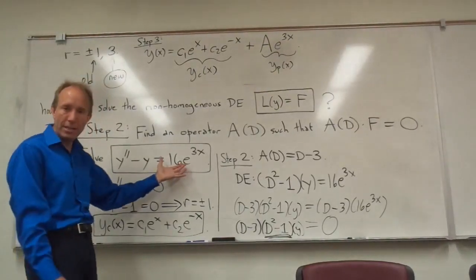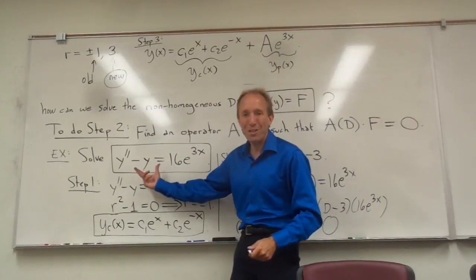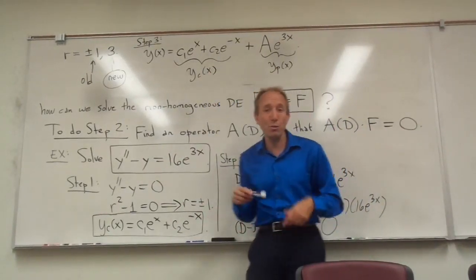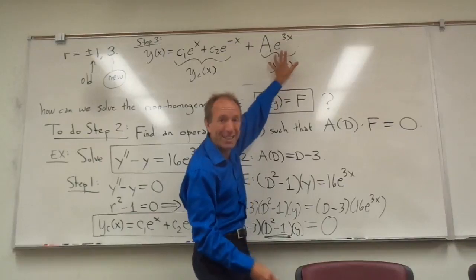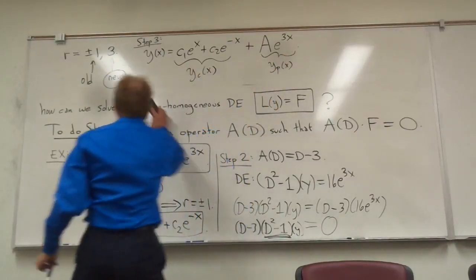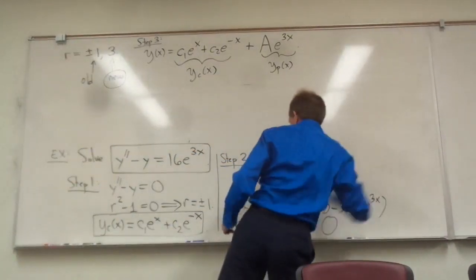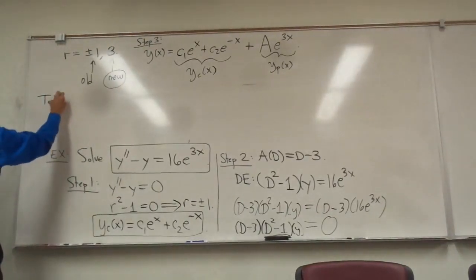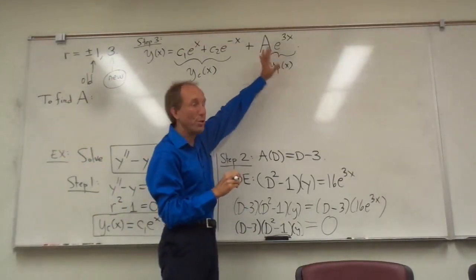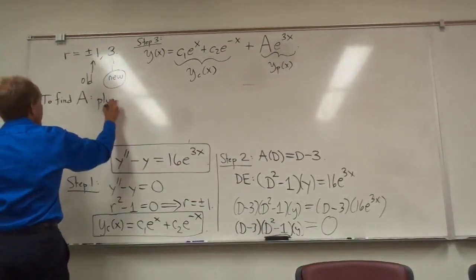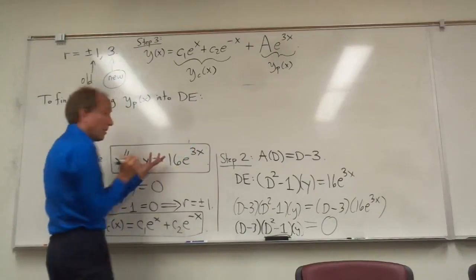Here I didn't have any initial conditions, so I'm just going to write down the general solution to this differential equation. It means that you're going to have C1 and C2 in your answer. However, the particular solution is supposed to be specific. It's supposed to be particular. So you can actually figure out what that capital A is. Here's what you do to do that. To find what that constant A is, you simply substitute the particular solution into the differential equation. So we're going to plug y sub p of x into the original DE.